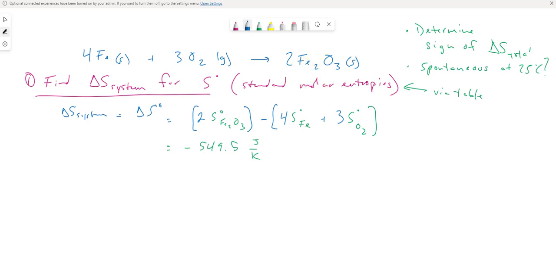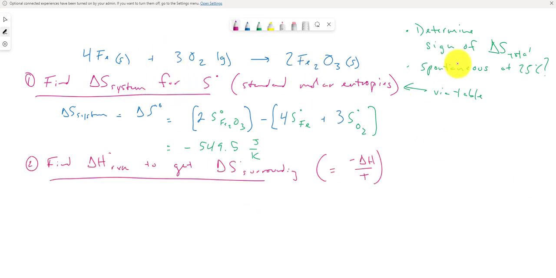this reaction. Okay, next step on our way to get the overall entropy change, the total here, we need to get the delta S of the surroundings. And we just talked about the expression for that is the negative change in enthalpy divided by the temperature. So that means we need this term. We need the delta H for this overall reaction.